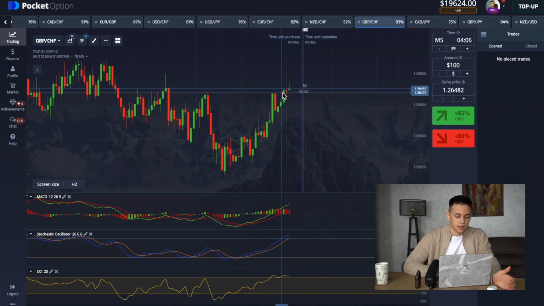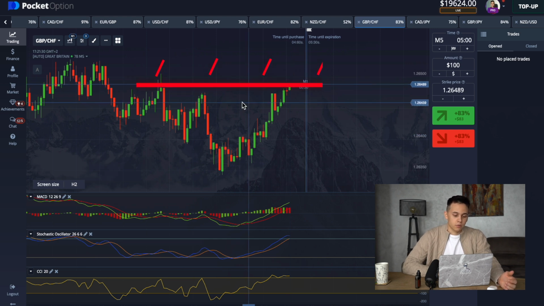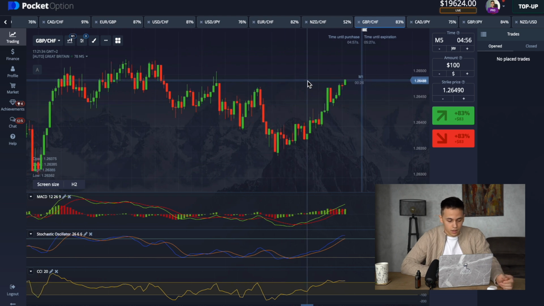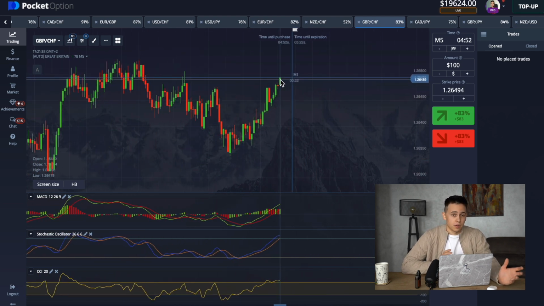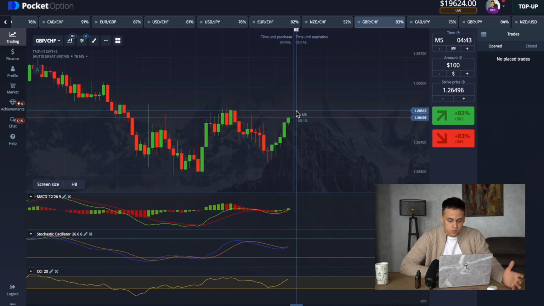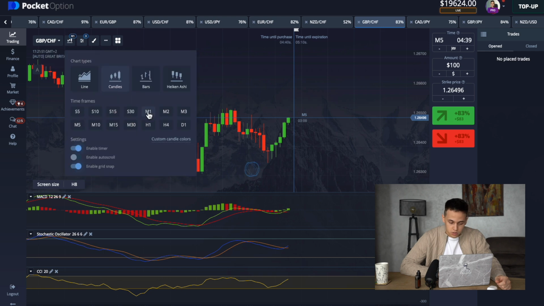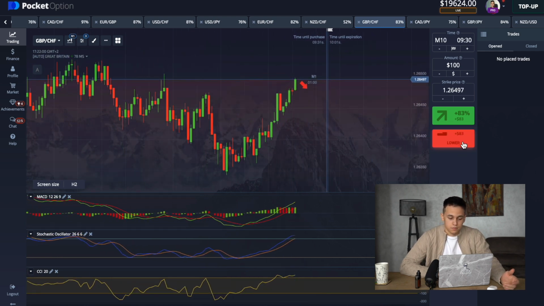My next trade, and here we see a downtrend again. The market has reached this level of resistance and is now testing it. The CCI indicates that the market has been overbought for quite a long time, but I'm not yet sure as to when the rebound will happen. Because of this, I opt for a longer expiration time, say 10 minutes, and of course a put option.